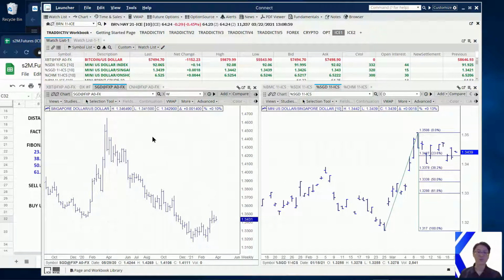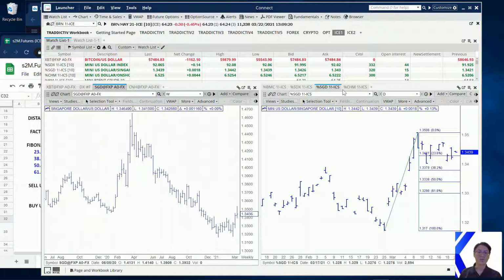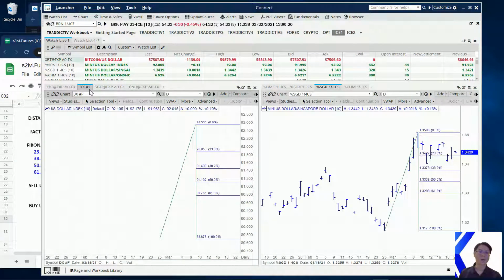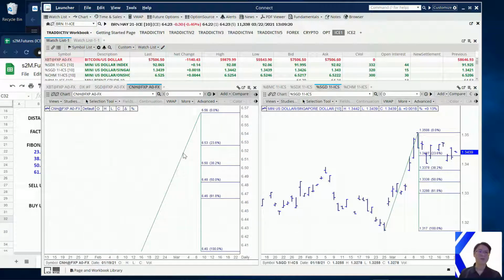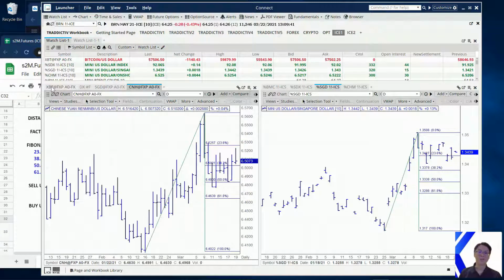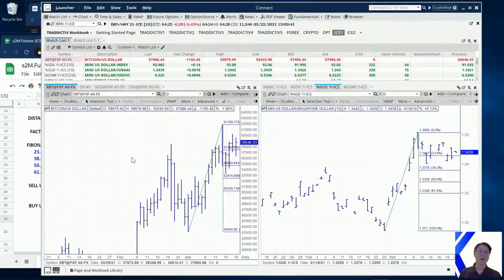Okay, so that's just a little bit of conversation on how these contracts could also be used if you're not looking to trade specifically the Singapore dollar mini contract. But that's how you could actually use it to protect your account if you are more of a trader in, let's say, the dollar itself, or in the Chinese yuan, or Bitcoin.